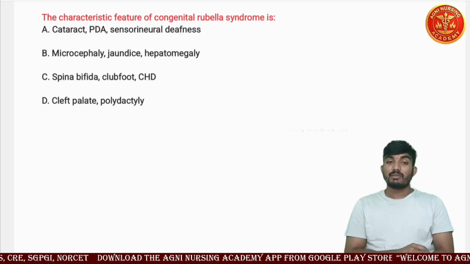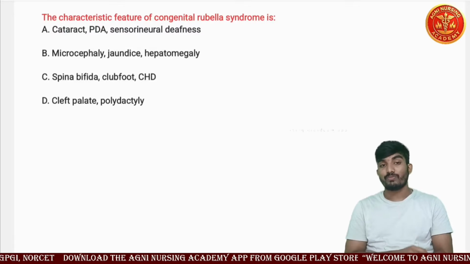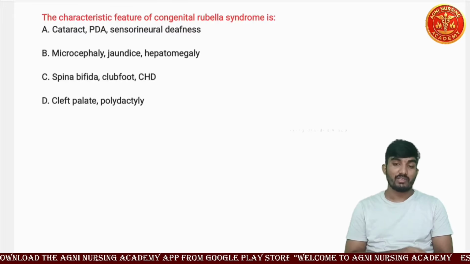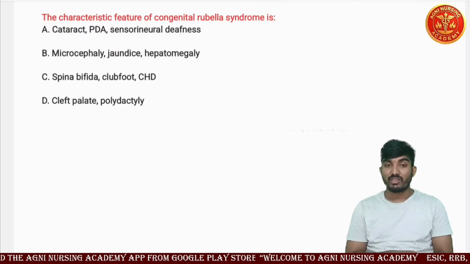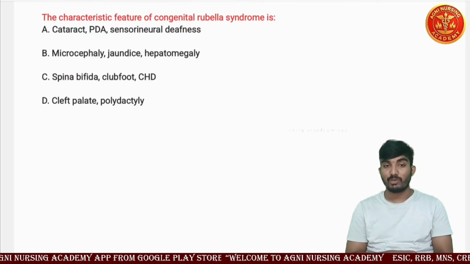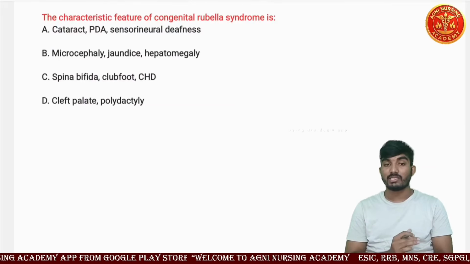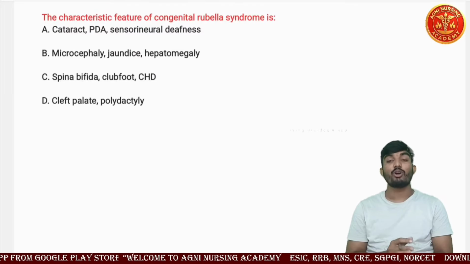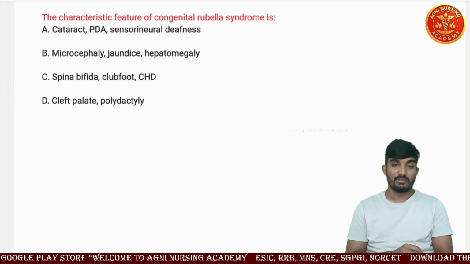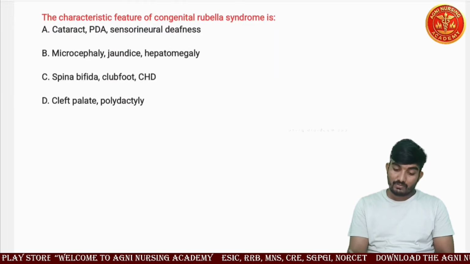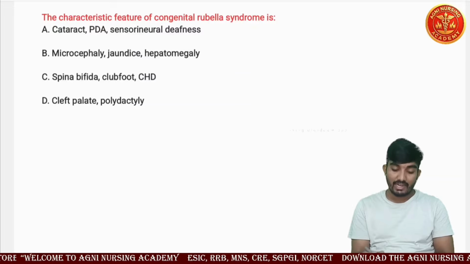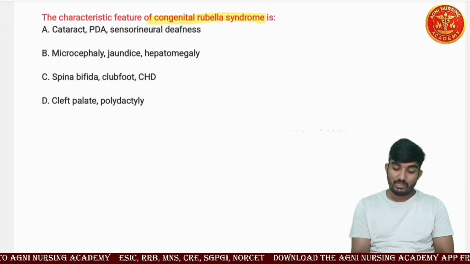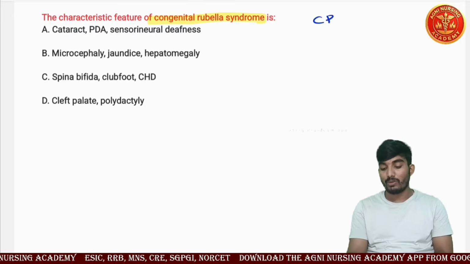The characteristic feature of congenital rubella syndrome. Option A is cataract, PDA, and sensorineural deafness. Option B, microcephaly, jaundice, and hepatomegaly. Option C is spina bifida, clubfoot, and CHD, congenital heart disease. And option D is cleft palate and polydactyly. The question asks which are the characteristics of congenital rubella syndrome. We'll discuss congenital rubella syndrome.